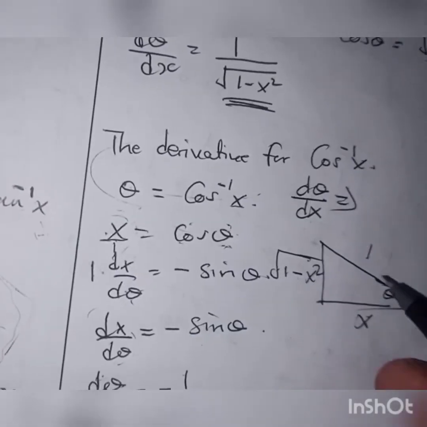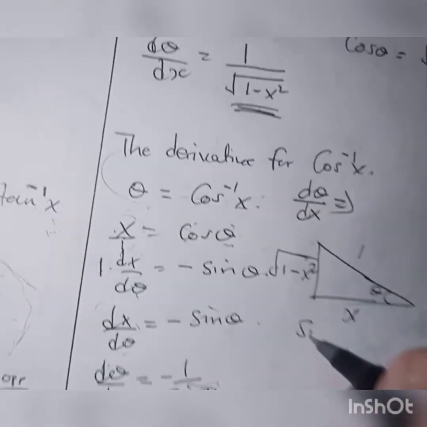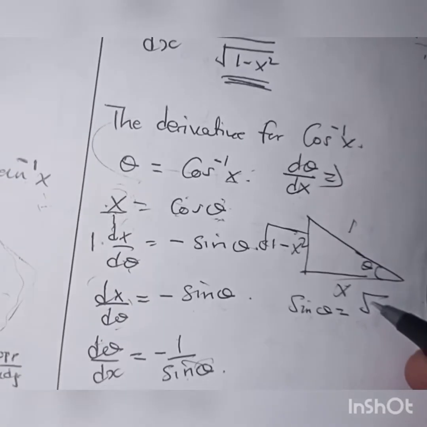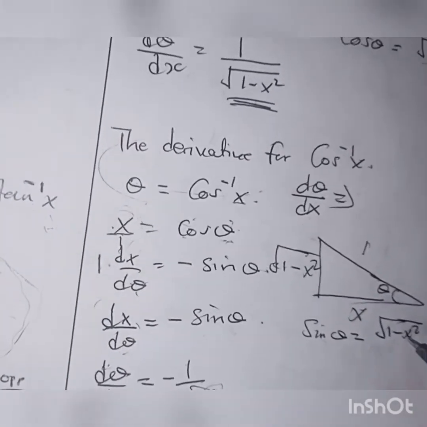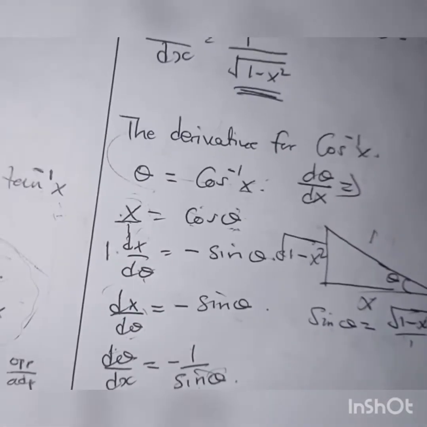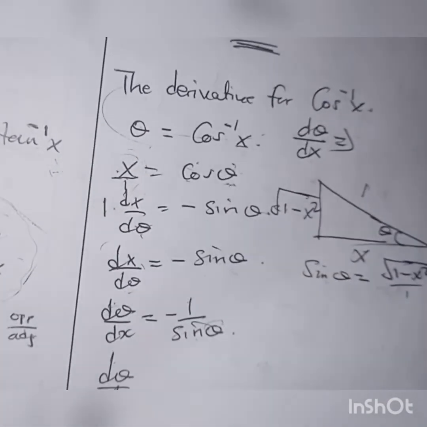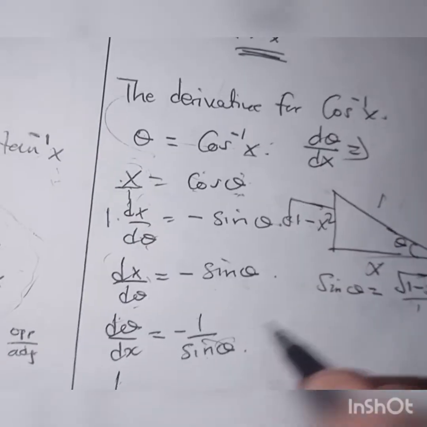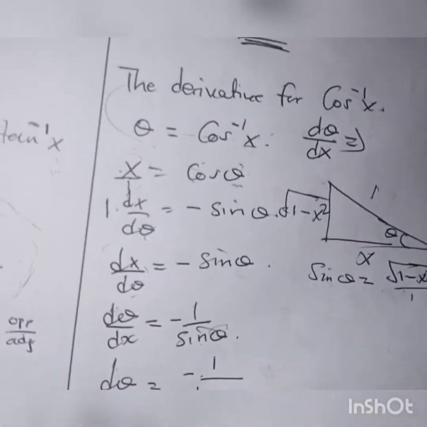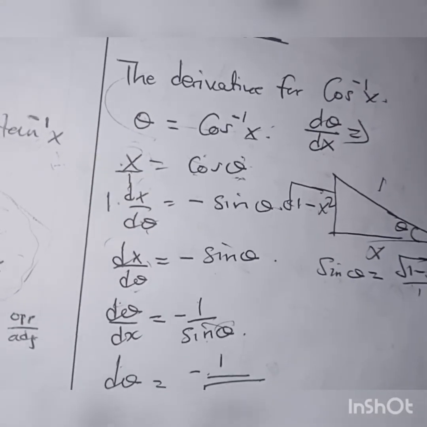Now we are interested in sine theta. How will you get sine theta here? Sine theta is just the opposite over hypotenuse, so the square root of 1 minus x squared all over 1. Therefore, d theta over dx is just negative 1 all over sine theta, which is the square root of 1 minus x squared.